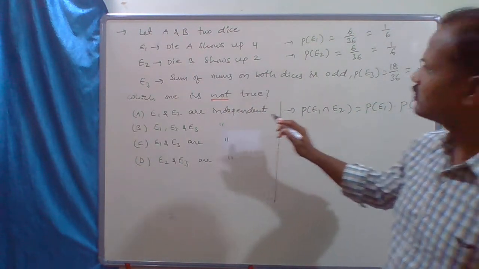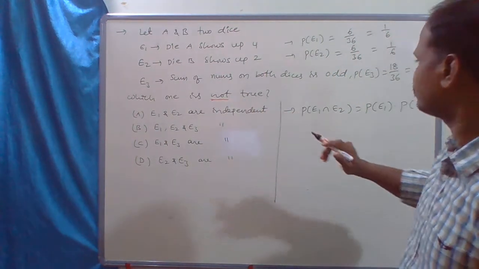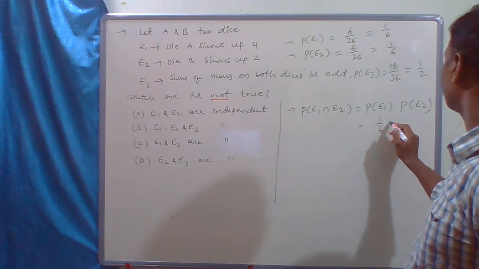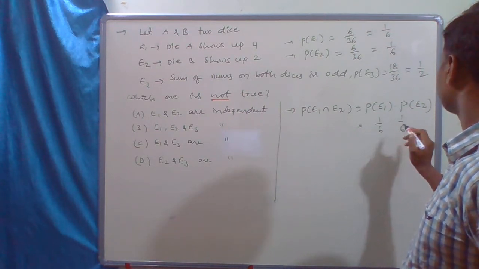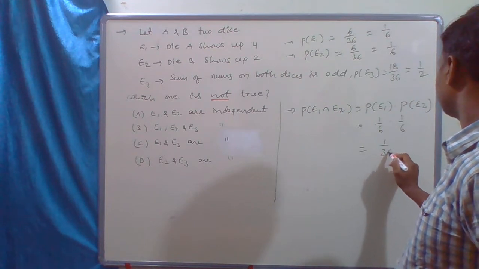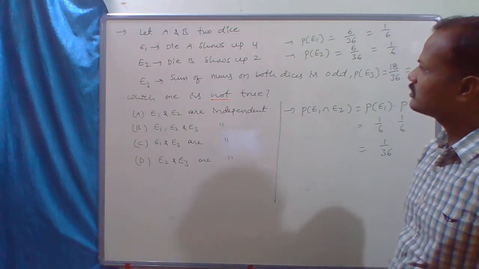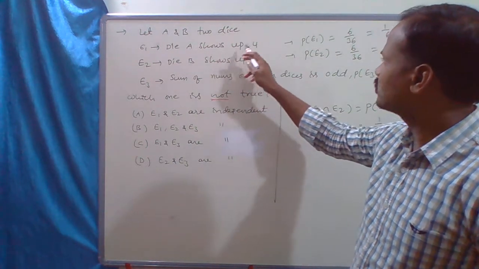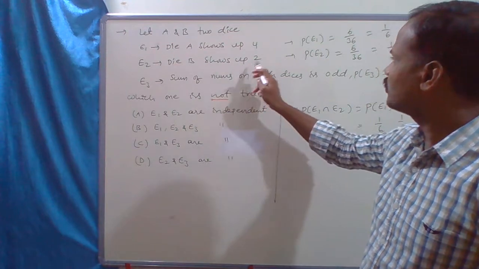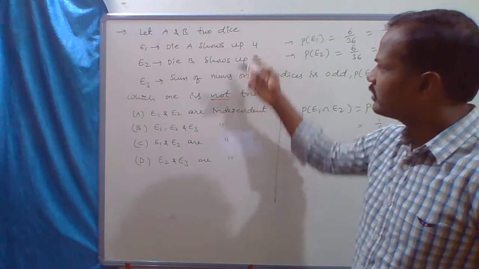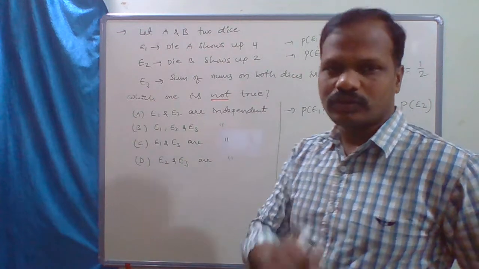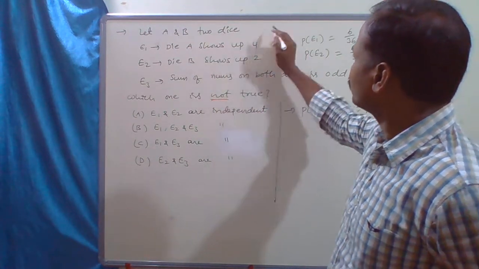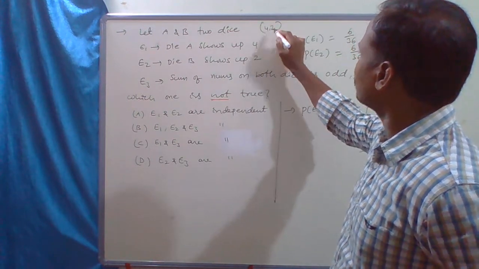So E1 intersection E2, what is that? Now what is the probability of E1? 1 by 6. Probability of E2 is 1 by 6, which is 1 by 36. Okay, so E1 intersection E2: die A shows up 4, die B shows up 2. So there is one case satisfying both conditions. Yes or no? Yes, because we get one option, 4 2. 4 2 is the one option.